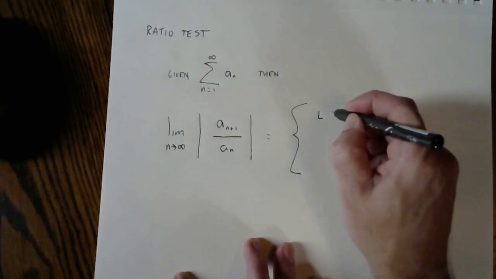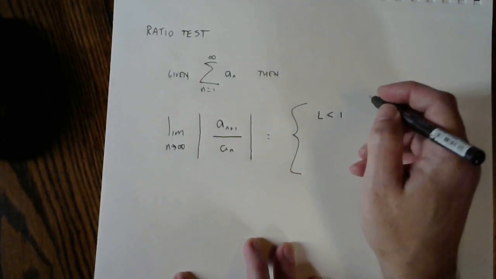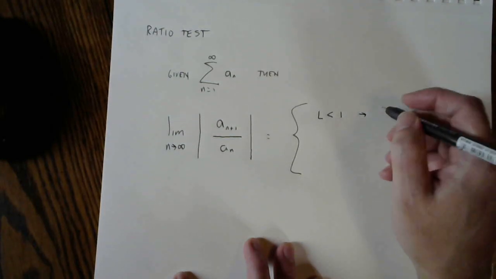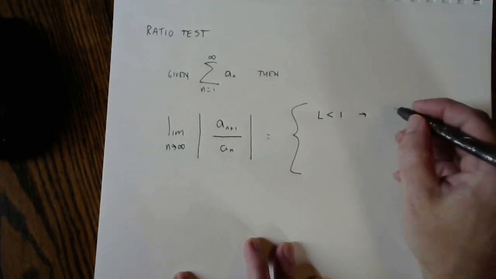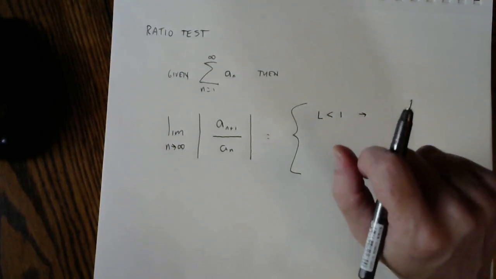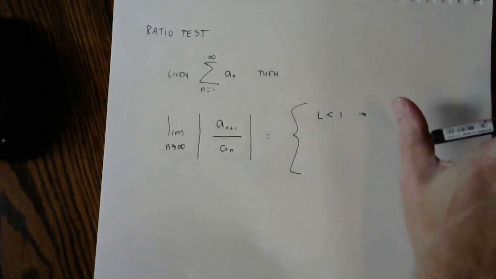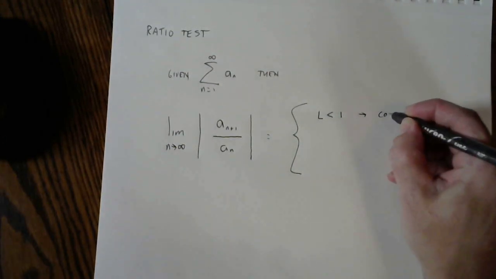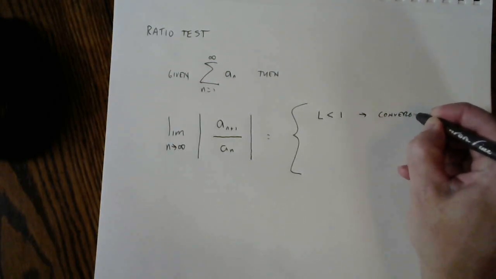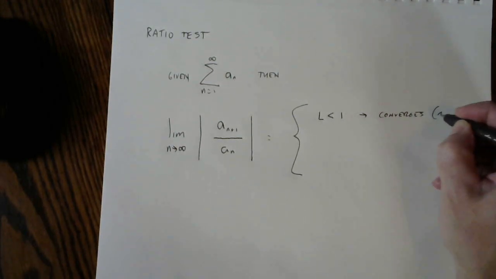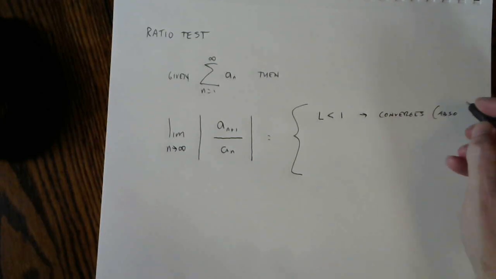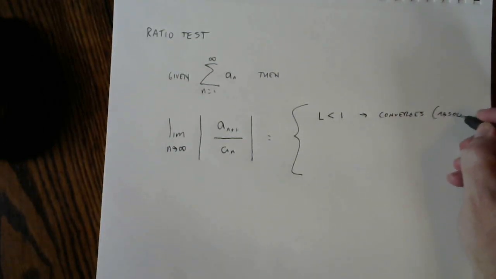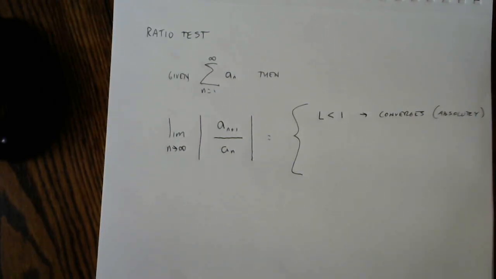So if L is less than 1, then we have what we call absolute convergence, which I'm not going to go into. It's actually a stronger threshold. So it converges, and I'm just going to put absolutely. That doesn't mean it absolutely converges. It has to do with the absolute values would converge as well.